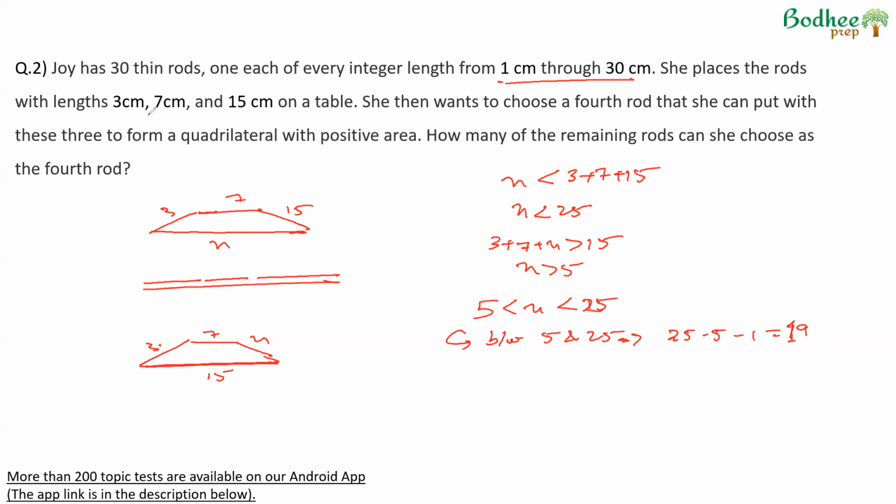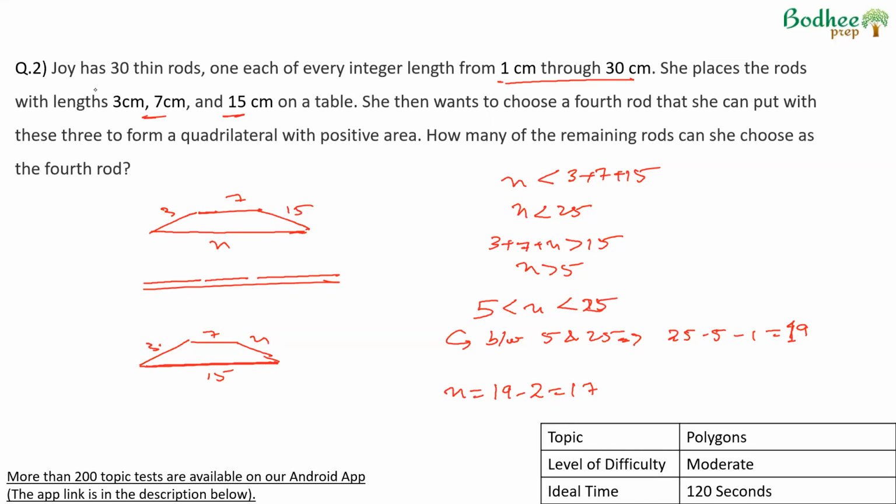Out of these 19, 7 and 15 have already been used. Therefore, total possible values of n will be 19 minus 2, which is 17, because two of the values have been used. Answer becomes 17. In terms of concept, probably moderate, but it is very easy to make a mistake here while counting the solutions. Therefore, moderate to difficult. Solving time should be around 2 to 2.5 minutes.